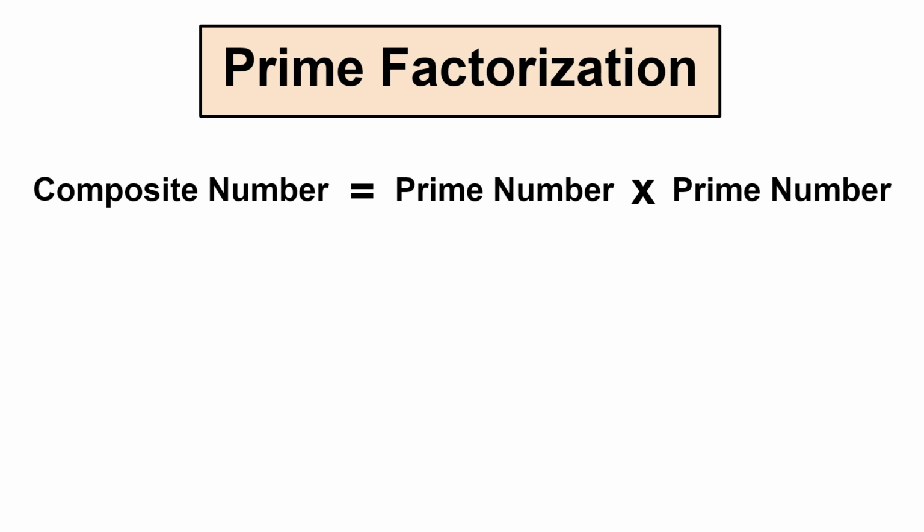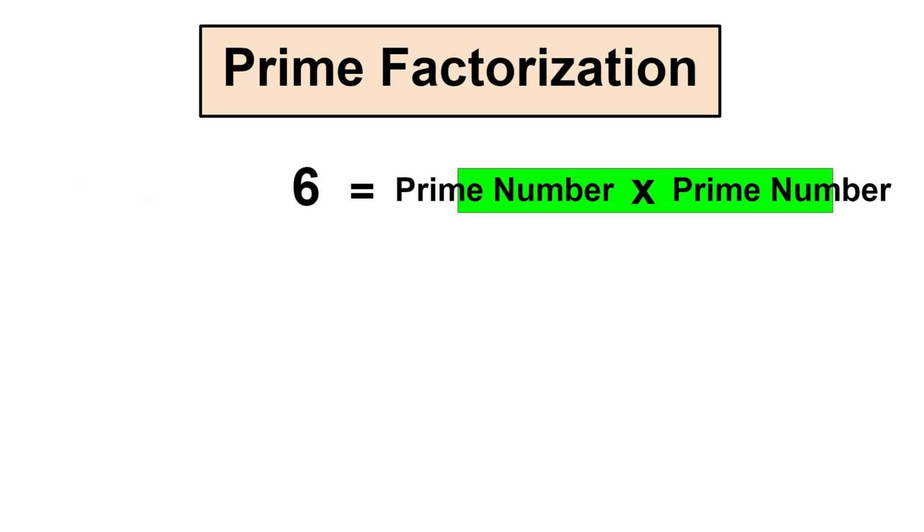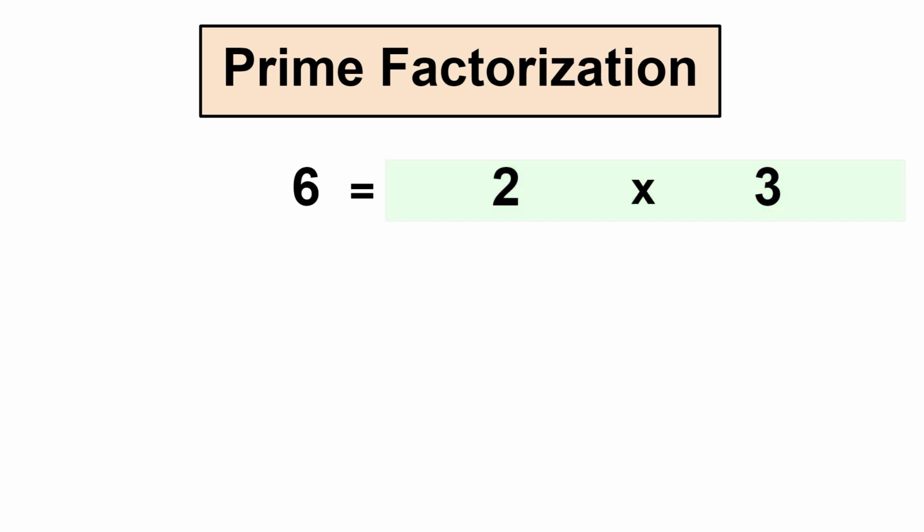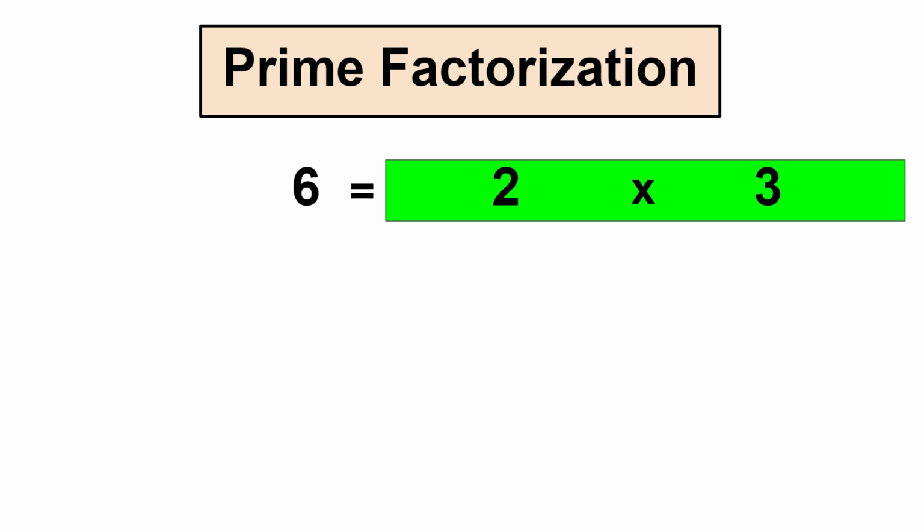Now, again, prime factorization is a way of expressing a composite number as a product of its prime numbers. For example, let's say we have the composite number 6. Well, what prime numbers are multiplied to equal 6? Well, that would be prime number 2 multiplied by prime number 3. And again, prime factorization is a way of expressing a composite number as a product of its prime numbers. So this means that 2 multiplied by 3 is the prime factorization of the composite number 6.